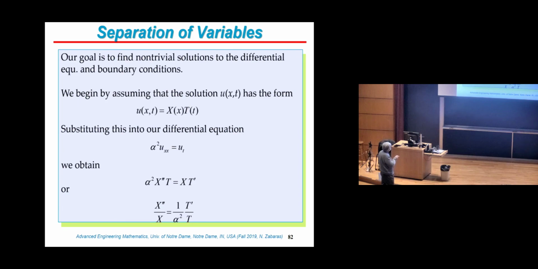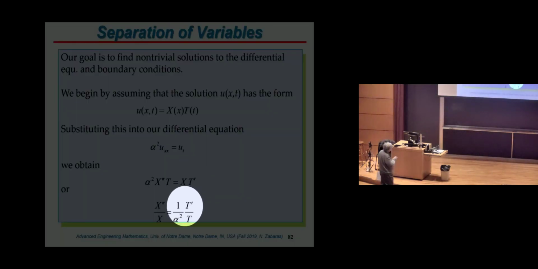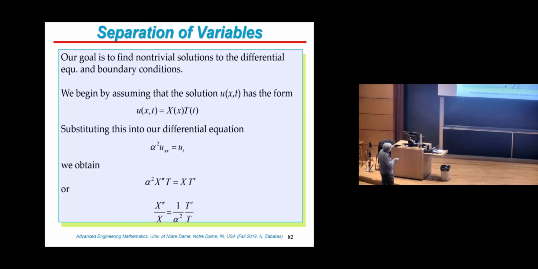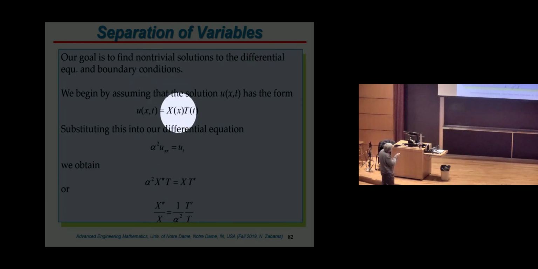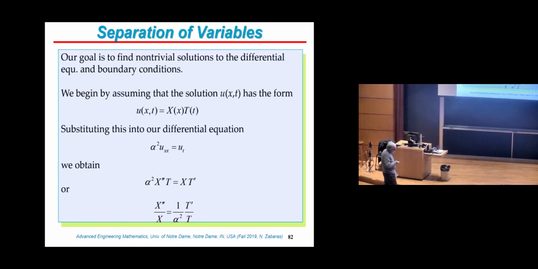So if you separate all the x's on the left and all the t's on the right, you conclude that the left-hand side is only a function of x, right? Because X is only a function of x. The right-hand side is only a function of t. So these two terms have to be constant, right? An equal constant. I mean, the same constant needs to describe both the left and the right-hand side.